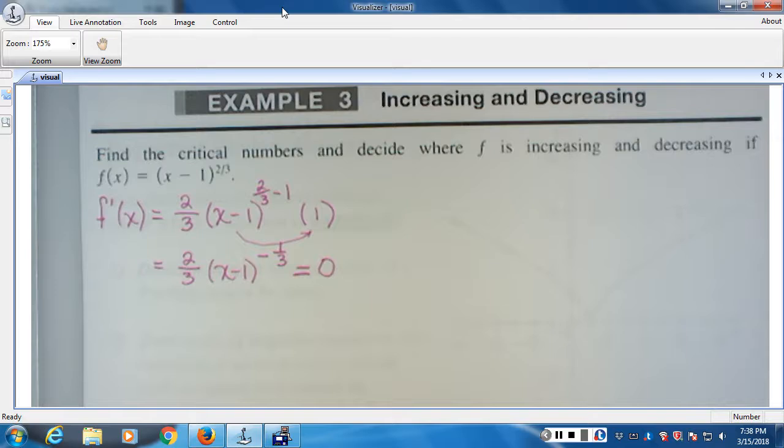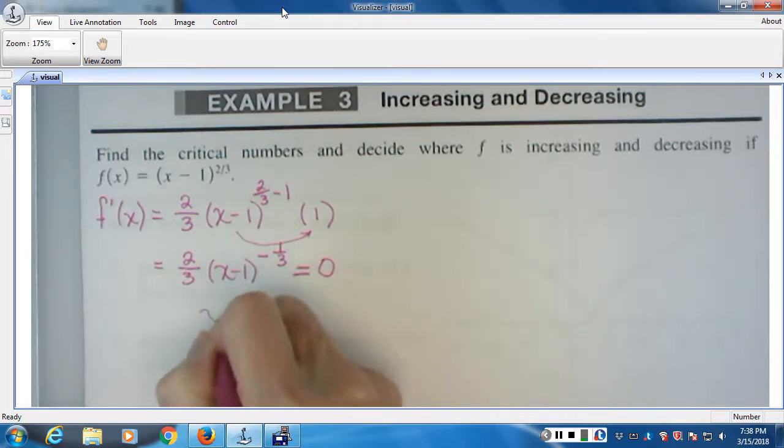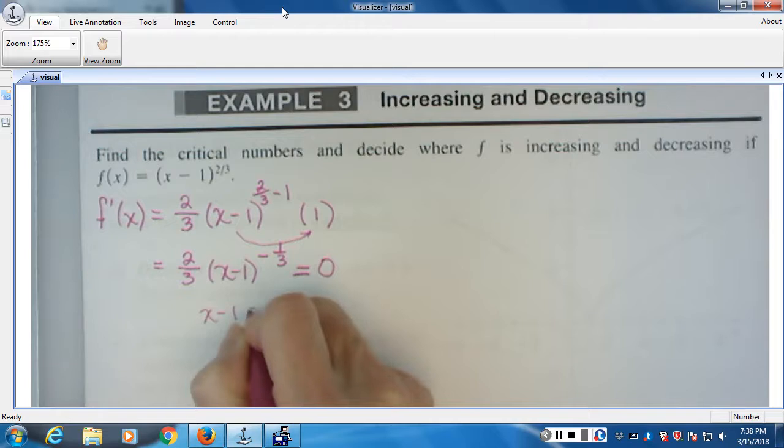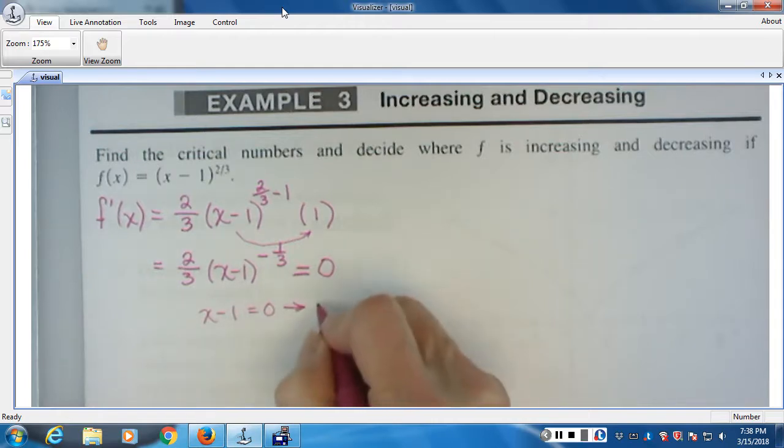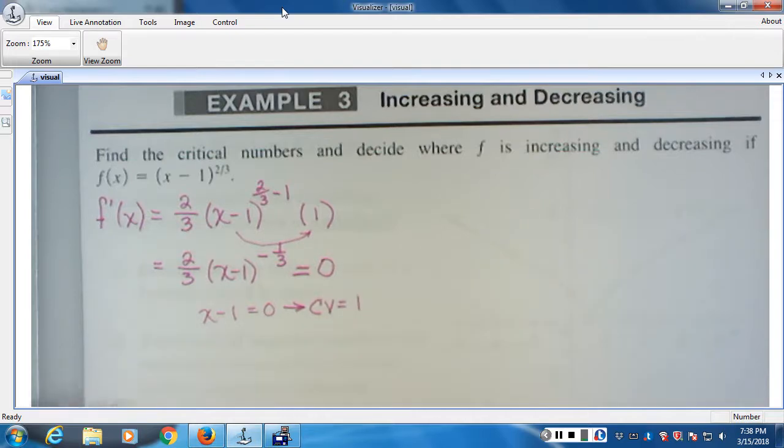There's just one little bitty problem that you have to be careful about. So it looks to me like this is only going to happen if x minus 1 is equal to 0, which would imply that the critical number is positive 1. Okay?